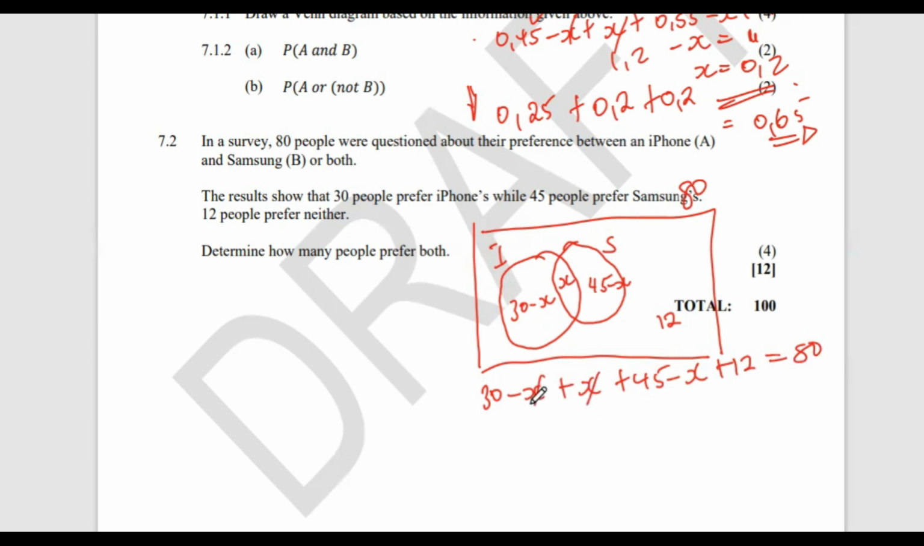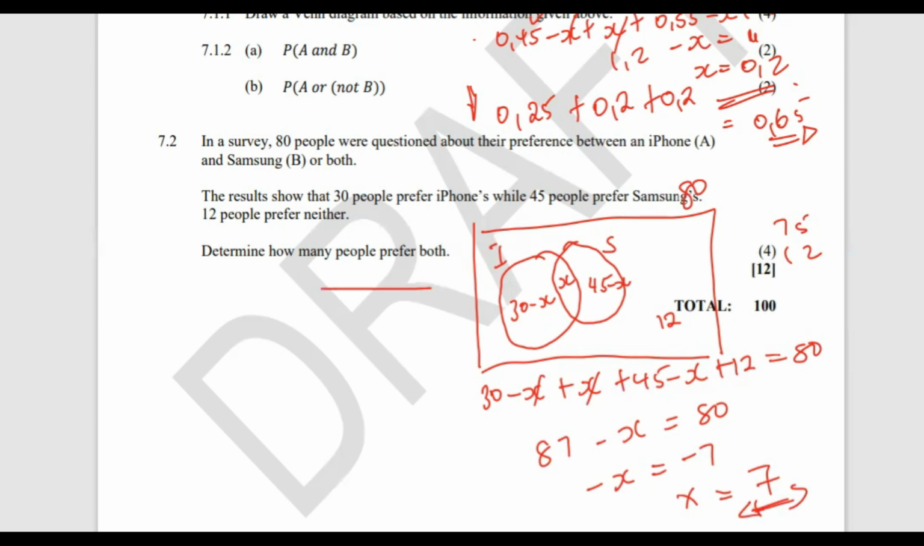This cancels that. 30 and 45, that's 75. 75 plus 12, that is 87. So 87 minus X is giving me 80. Move the 87 that side. Negative X is equal to negative 7, which means 7 people like both. How many prefer both? That's what the question was asking for.